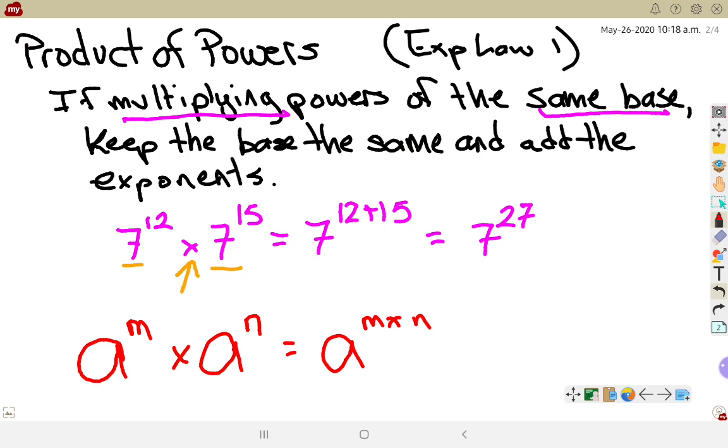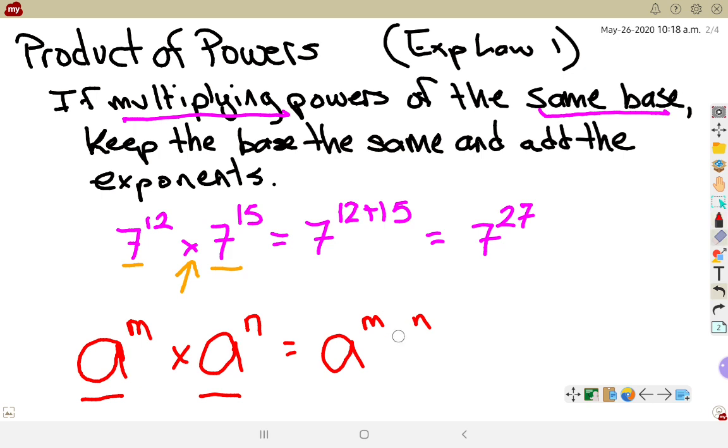Now we're only going to focus this year on exponents that are whole numbers, so we're not going to worry about anything negative. We will talk about zeros, but we're not going to worry about anything negative. We're not going to worry about any fractions or decimals. We'll save that for grade 10. Okay, so that's our product of powers. If we multiply two things with the same base, then we add the exponents together.